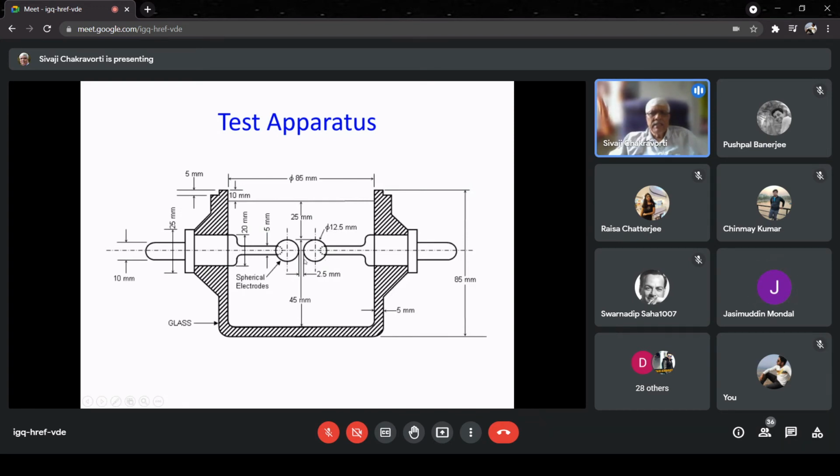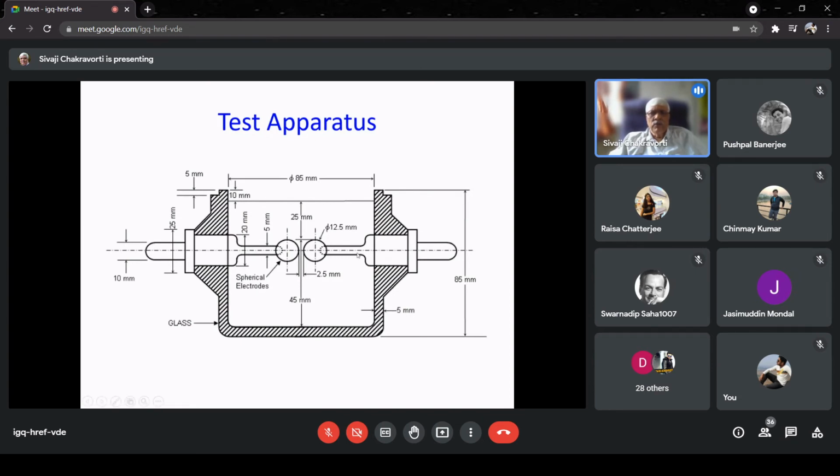The gap distance is very important. It should be 2.5 millimeter. That has to be maintained. So now, if I use this test setup, then this gap is fixed. Therefore, per unit length, you can see it is fixed. That's why we are testing breakdown voltage, so indirectly we are testing breakdown strength.